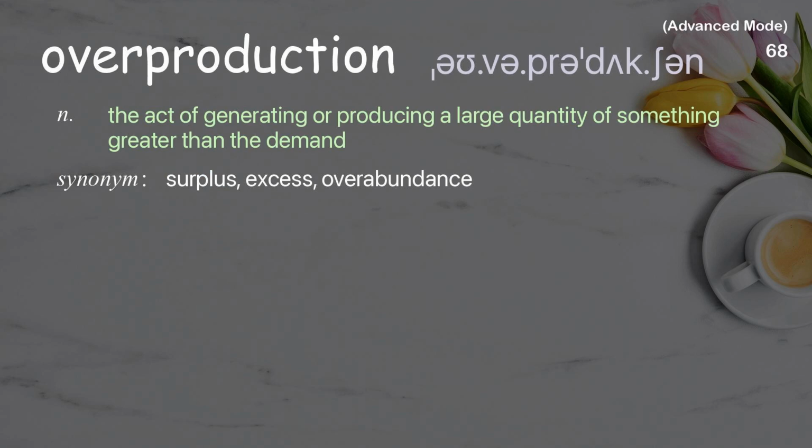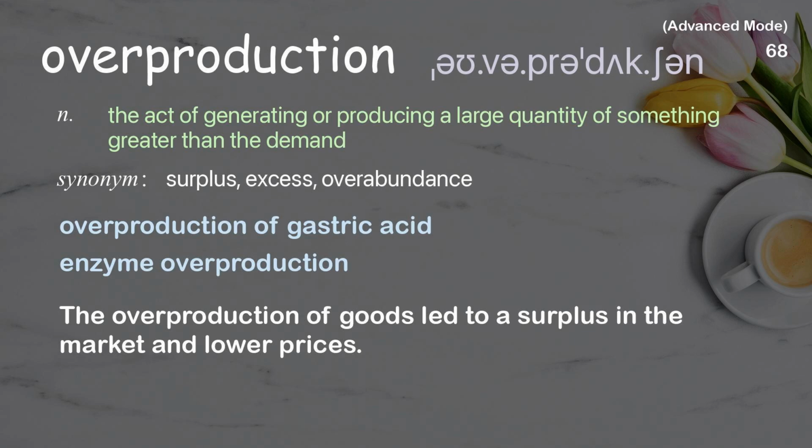Overproduction. The act of generating or producing a large quantity of something greater than the demand. Examples: Overproduction of gastric acid. Enzyme overproduction. The overproduction of goods led to a surplus in the market and lower prices.